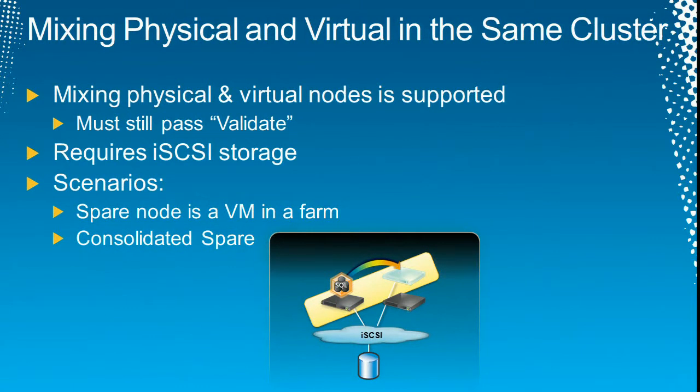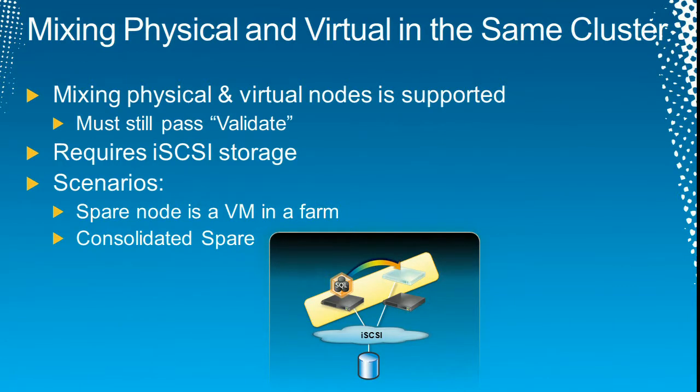Another common question is, can I mix physical and virtual in the same cluster? And the answer is yes. You could have one machine which is a physical hardware box, and your secondary machine, your passive node which sits there doing nothing 99% of the time, be a virtual machine. Only in a failure condition will you fail over to the virtual machine. That's also fully supported. I call this a consolidated spare.